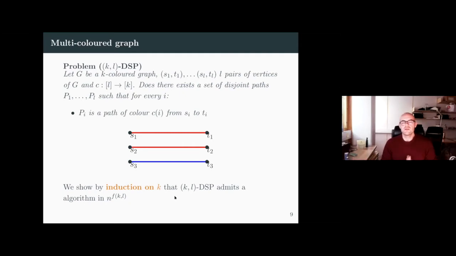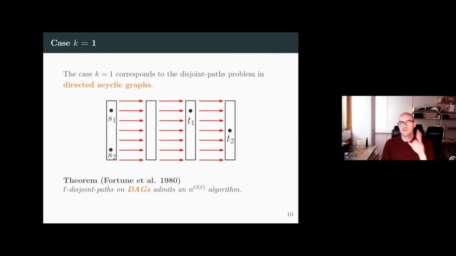Okay, and then why do we do this? Basically, we want to stress that the hard part of this problem doesn't come from the number of paths, but from the number of colors. Look at the case k equal to 1, for example. Suppose you have just one color. What does it mean? It means you start from one vertex, you do one BFS, you get a directed acyclic graph, and now you want disjoint paths in the directed acyclic graph, like S1 to T1, S2 to T2. So the case k equal to 1 is equivalent to the case of disjoint paths in the directed acyclic graph. And as we've seen, this is Fortune's algorithm.